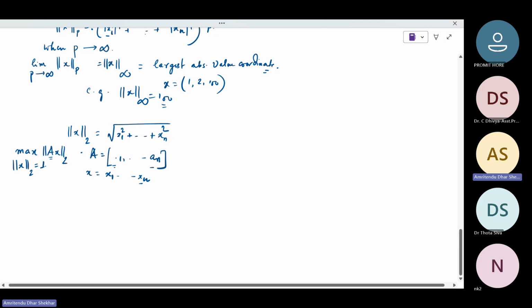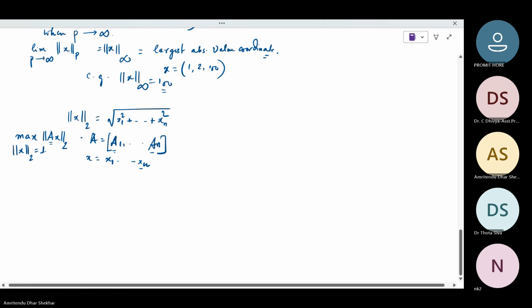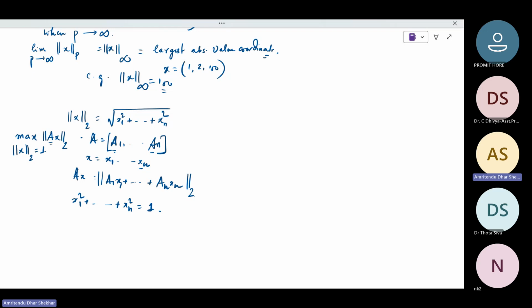maybe I'll use capital letters so that it is clear. Then AX is equal to A1 X1 plus up to AN XN, right? Now you take the two norm of this, subject to the condition that x1 squared up to xn squared is equal to 1. Now it's not immediately clear what the two norm should be.